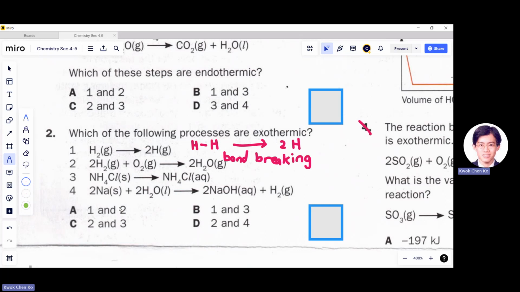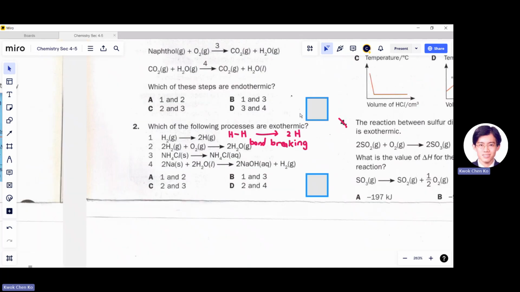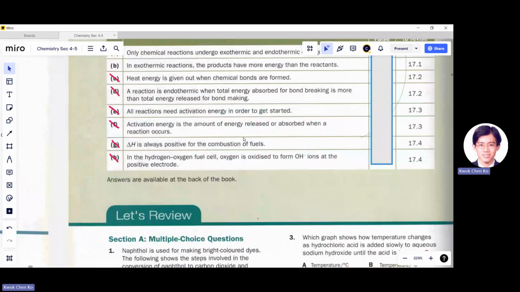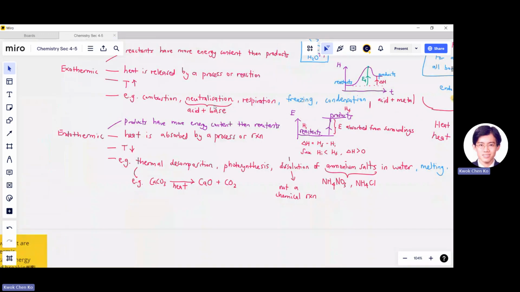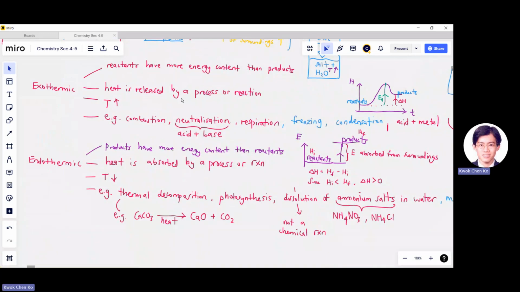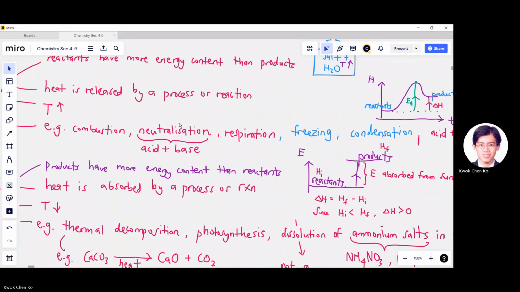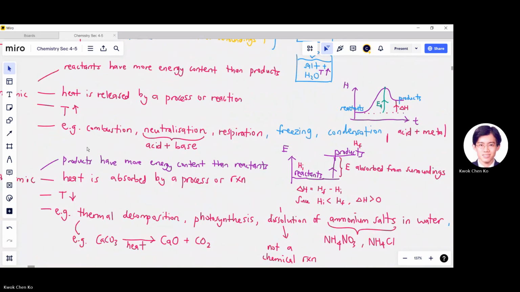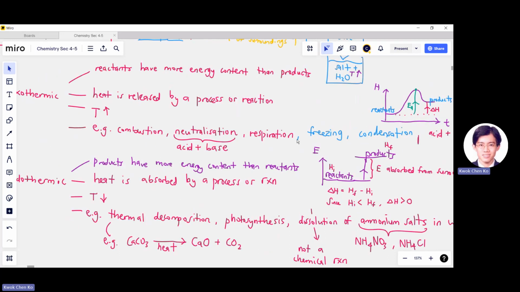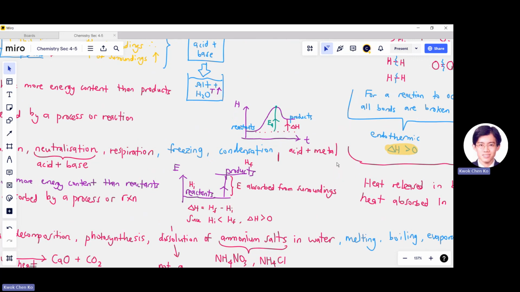Oh, there's one thing I didn't tell you last week. Can both of you go back to last week's notes? There's one part that I think I missed out. Go to the exothermic section. I gave you a few examples: combustion, neutralization, respiration, freezing, condensation, acid plus metal.